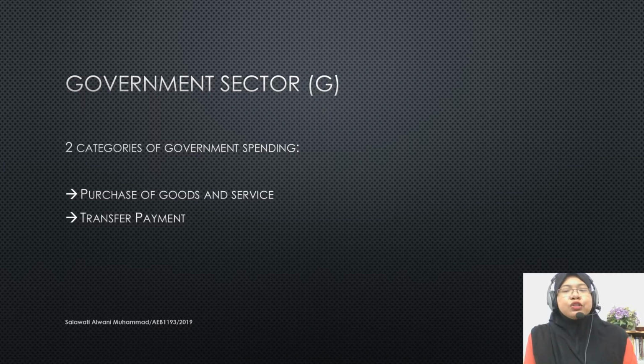Now, we go to government sector, G. So we have 2 categories of government spending. The first one, purchase of goods and services. The second is transfer payment.